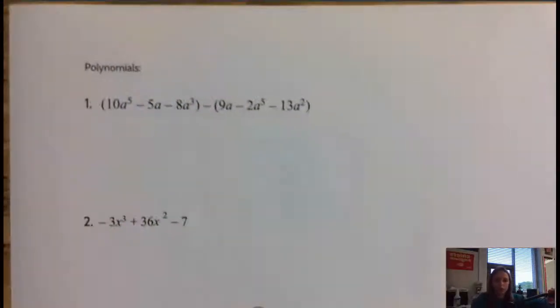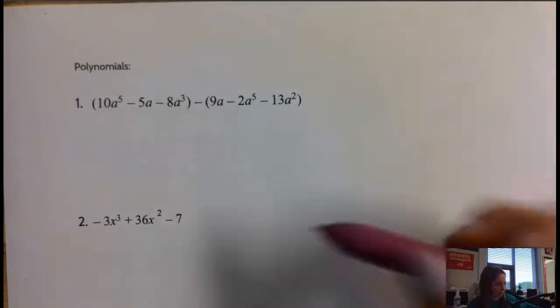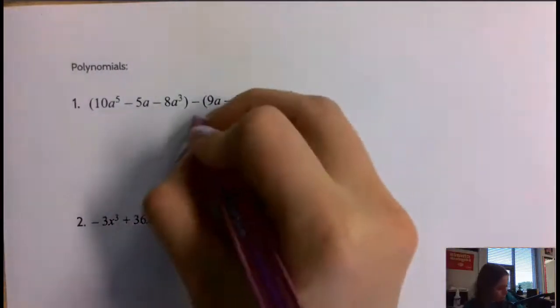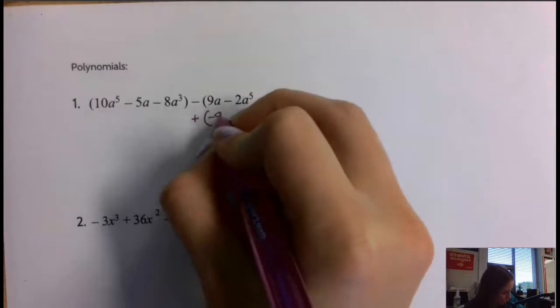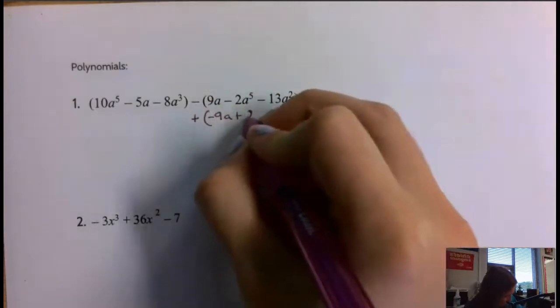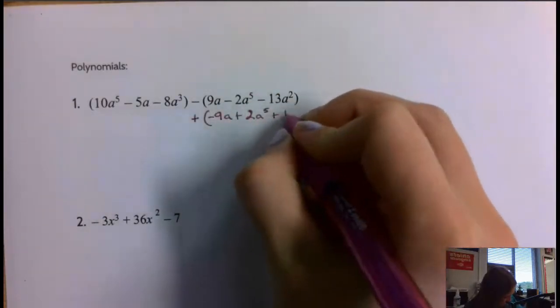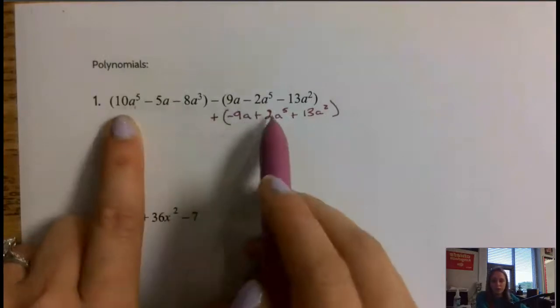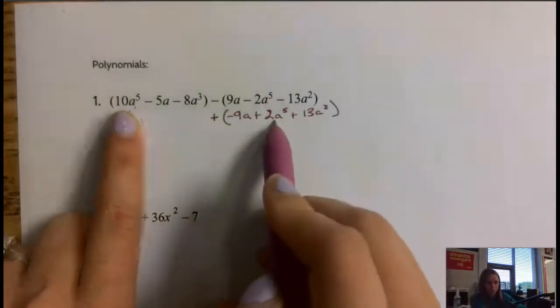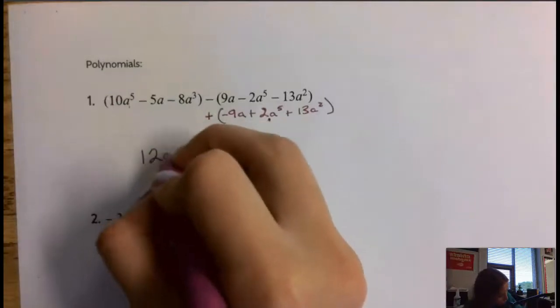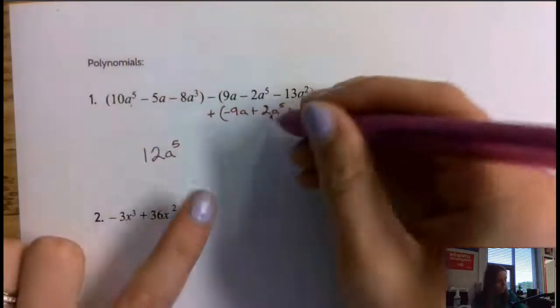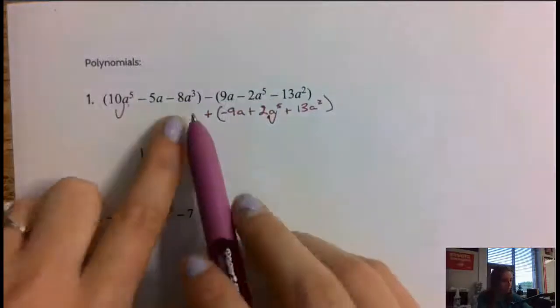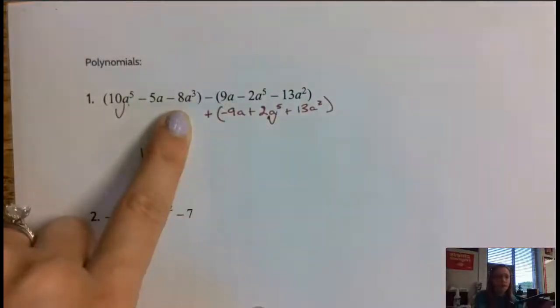Alright, now here we're going to go over some polynomials. So just adding and subtracting. So right here we're subtracting, so what I'm going to do is switch that to addition and then flip the signs. Alright, now let's see. 10a to the 5th. I'm going to find its like term, and it's a +2. So we'll have 12a to the 5th. Checking those off. Awesome.